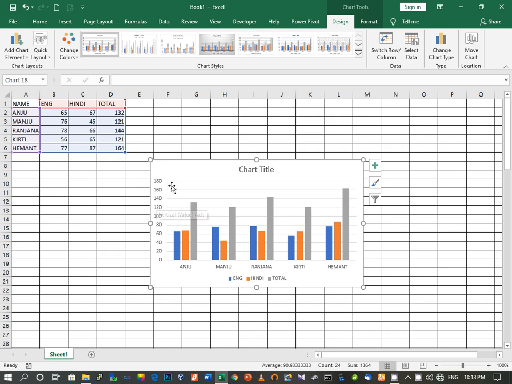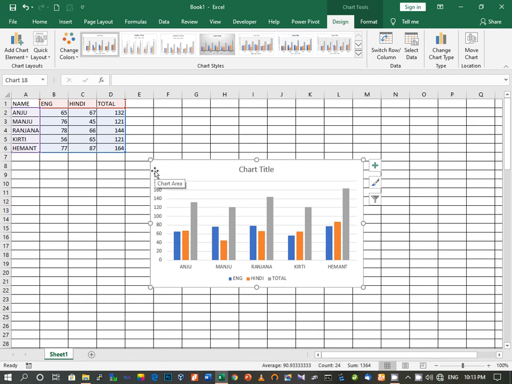Then we have plot area. This part you can see, this is called the plot area. This entire area which contains the chart is called the plot area. So the difference between plot area and chart area is that chart area will contain the chart as well as other objects of the chart, but plot area will contain only the chart.